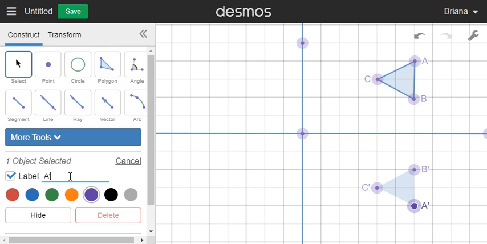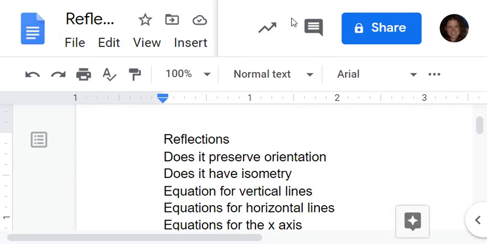So let's talk about what happened. They're the same shape, but if we look, my orientation has changed. A was the furthest away and still is the furthest away. B and C have to be the same distance from my line of reflection, which in this case is the x-axis. So does it preserve orientation? No, it's one of the few that actually don't. Is it asymmetric? Yes.